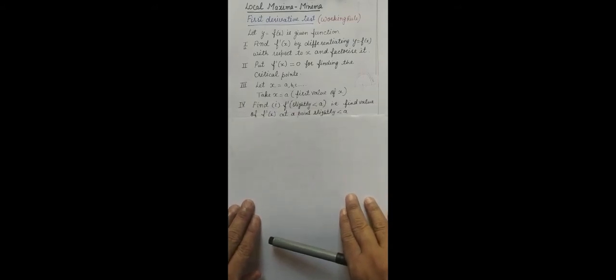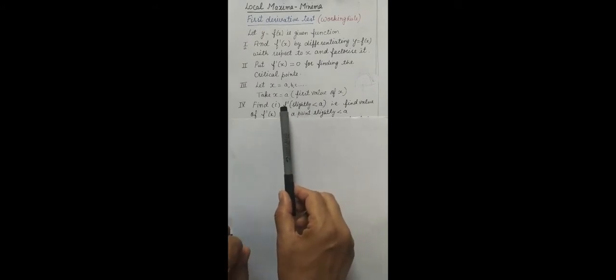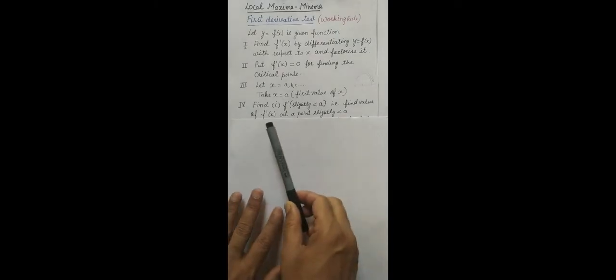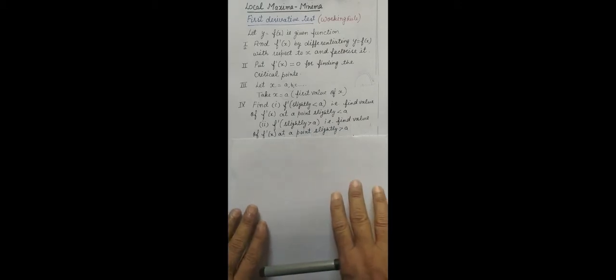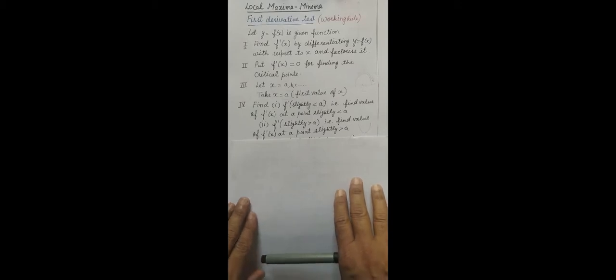We will just find f dash slightly less than a. That means we will find value of derivative on the left side of number a. That is finding the value of f dash x at a point which is slightly less than a. Just a very small distance I have to take on left side, and I will evaluate f dash at that point. Similarly, in the next step I will evaluate the value of f dash for a number which is slightly greater than a. That is, find value of f dash x at a point slightly greater than a.